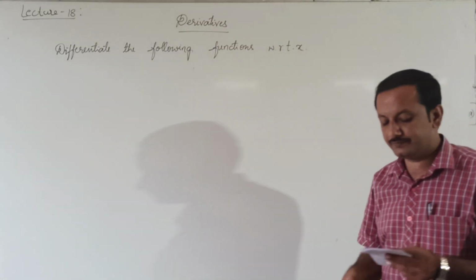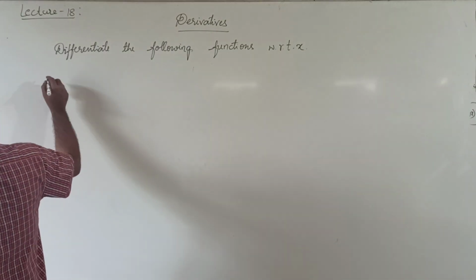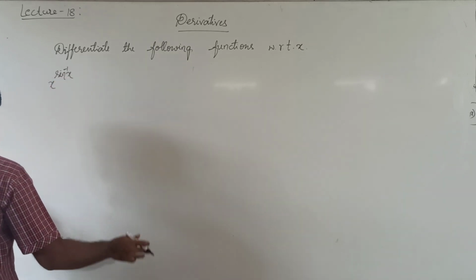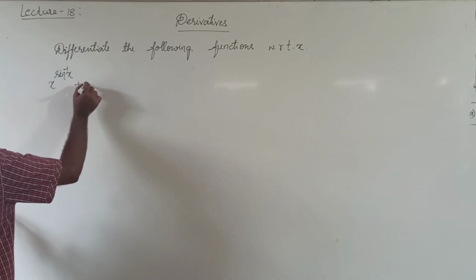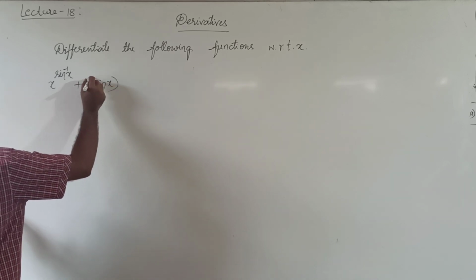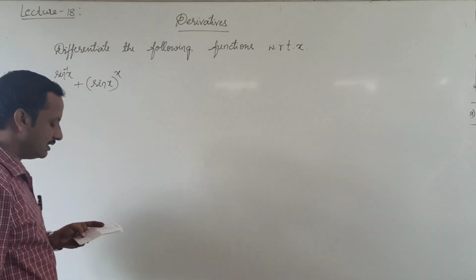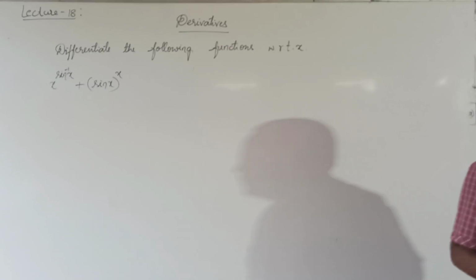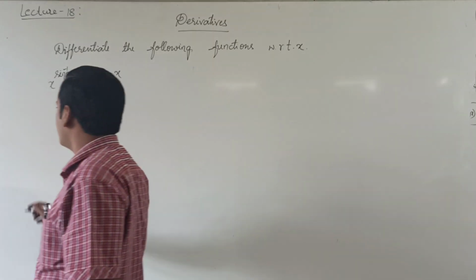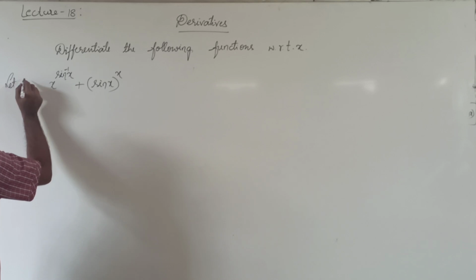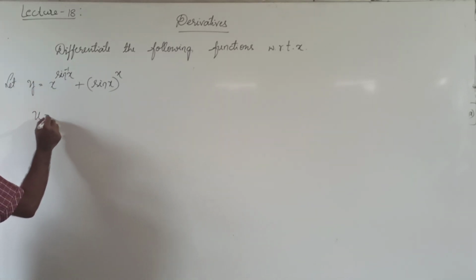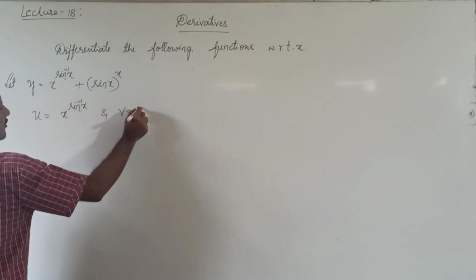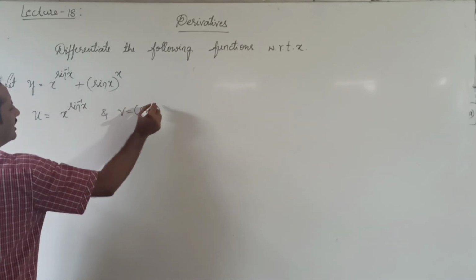Next question, x to the power sin inverse x plus sin x to the power x. Very similar to the previous problem. I will call this as y. Let y is equal to this. U is equal to x power sin inverse x, and v is equal to sin x to the power x.